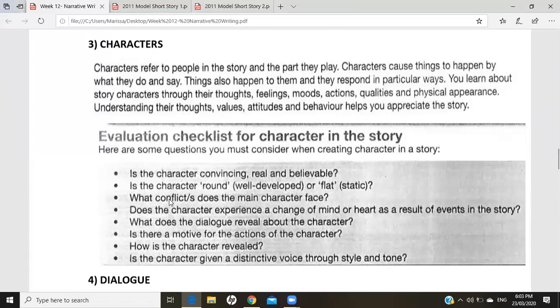The next thing, what conflicts does the main character face? So remember the conflicts in the story when we had the rising action and the climax.